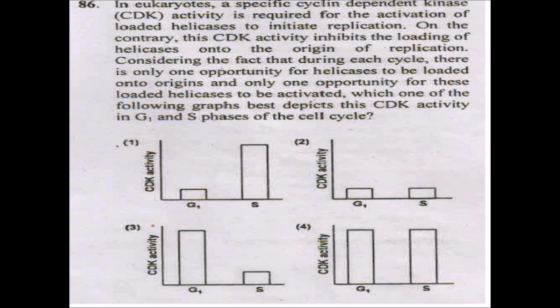Next question. In eukaryotes, a specific cyclin-dependent kinase activity is required for the activation of loaded helicases to initiate replication. On the contrary, this CDK activity inhibits the loading of helicases onto the origin of replication. Considering the fact that during each cycle there is only one opportunity for the helicases to be loaded onto the origins and only one opportunity for these loaded helicases to be activated, which one of the following graphs best depicts the CDK activity in G1 and S phase of the cell cycle?